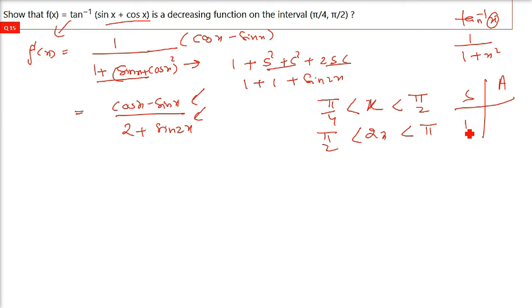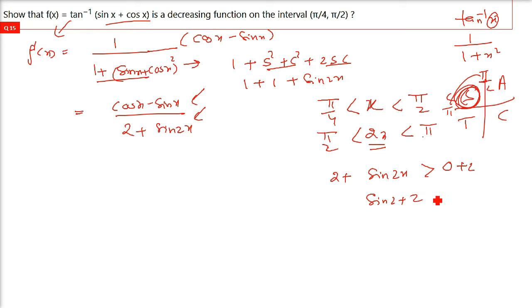And now you see, if I take this, it is pi by 2 and pi. Between pi by 2 and pi, sin will always be positive. I am talking about pi by 2 and pi, that is 90 degree and 180 degree. In between this, by this diagram, you know sin 2x will always be greater than 0. Now add 2 to both the sides. Then also it will be greater than 0. 2 plus sin 2x will be greater than 2. So if it is greater than 2, it is already greater than 0. So 2 plus sin 2x will always be greater than 0. This is the denominator. So we have established one thing. The denominator 2 plus sin 2x will be greater than 0.